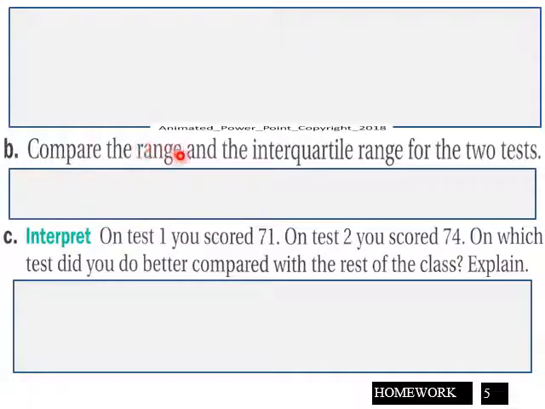So compare the range and interquartile range for the 2 tests using full sentences here. And then see, on test 1 you scored 71, test 2 you scored 74. On which test did you do better compared with the rest of the class? Explain, meaning using full sentences here, not like, well, I did better. No, you can do better than that. And you got 18 points here for page 5.